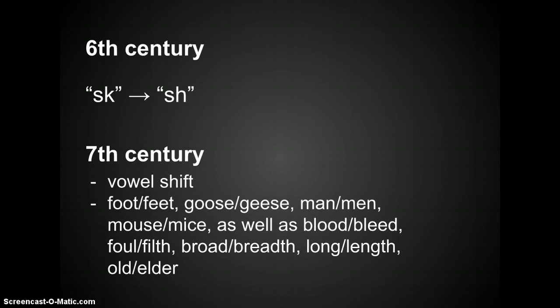During the 6th century, for reasons which are still unclear, the Anglo-Saxon consonant cluster SK changed to SH. Then around the 7th century, a vowel shift took place in Old English pronunciation, similar to the great vowel shift during the early modern period, in which vowels began to be pronounced more toward the front of the mouth.